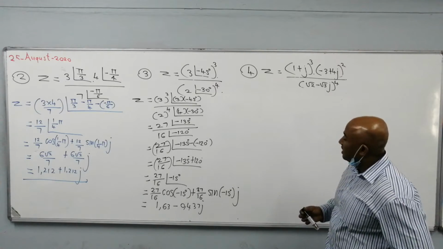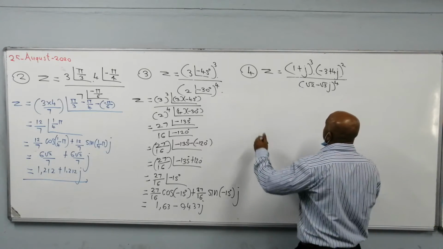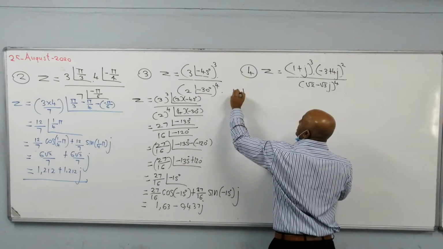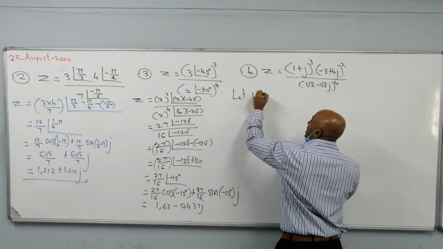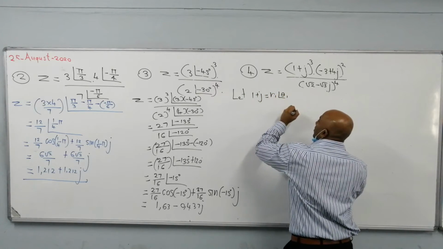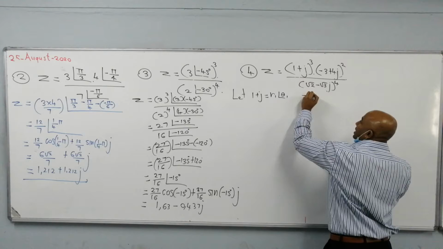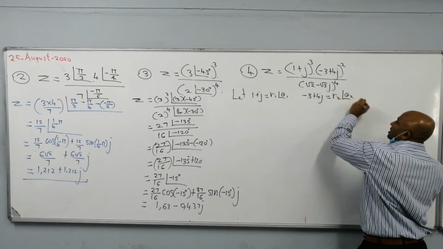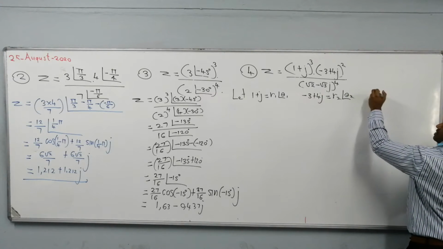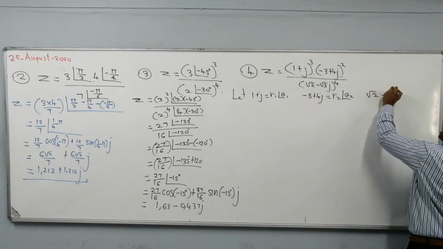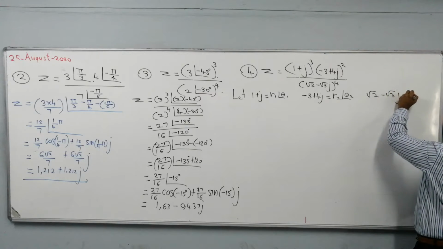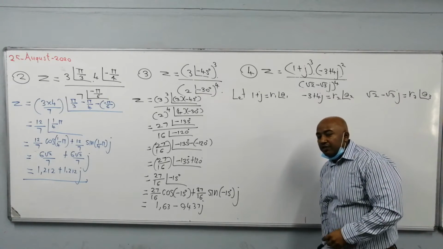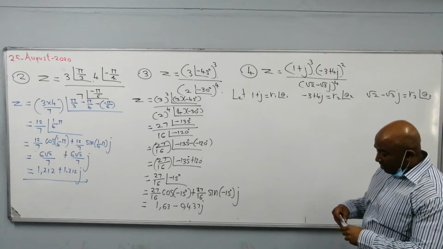Let's take this one here, just to refresh your memory. Let's write down everything. First, let 1 plus j equal r1, theta 1, and then minus 3 plus 4j equal r2, theta 2, and let the bottom one, square root 2 minus square root 3j, equal r3, theta 3. I want to find r and theta for everyone.